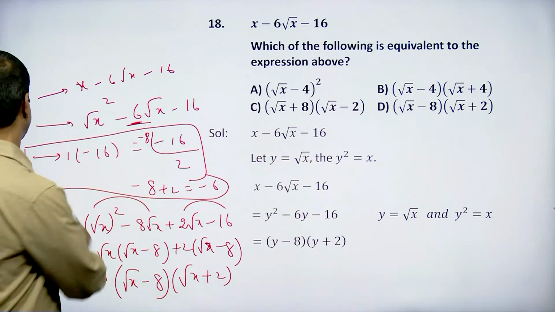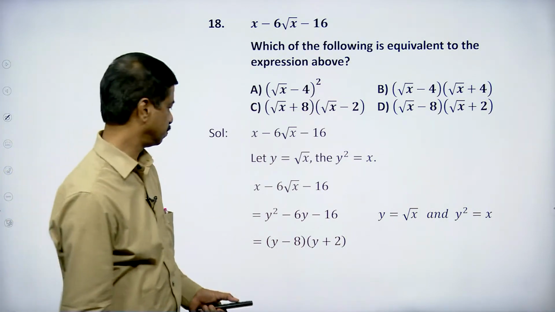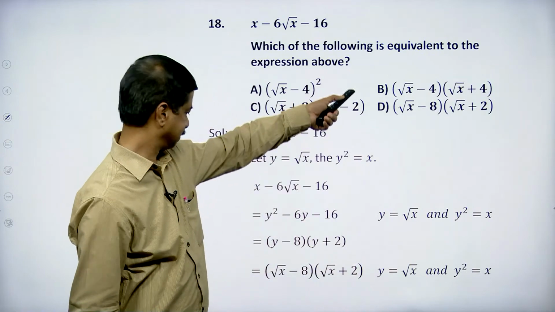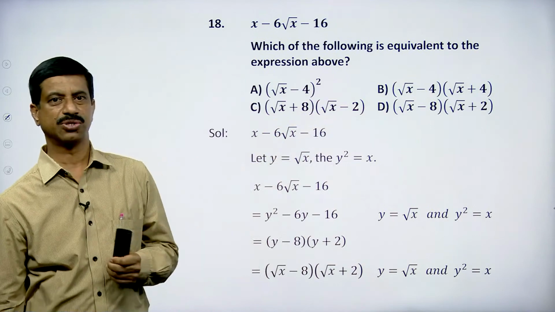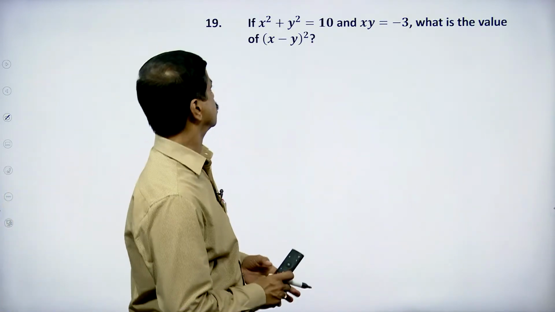So this is the thing. I'll remove this ink part so that it looks neat. So this is the thing. So the answer is option number D. Okay, children, let's move to the next question. So let's take this.